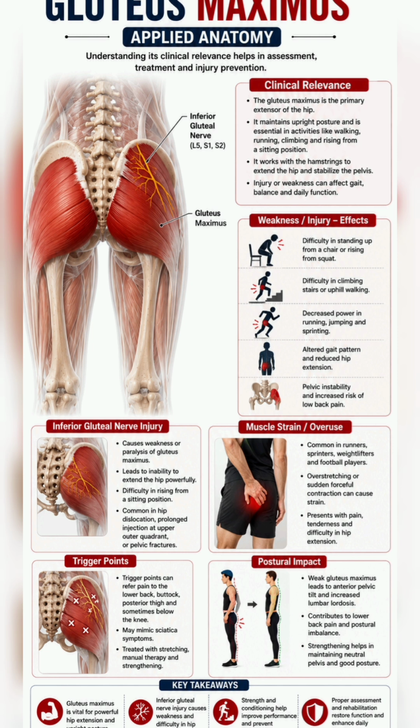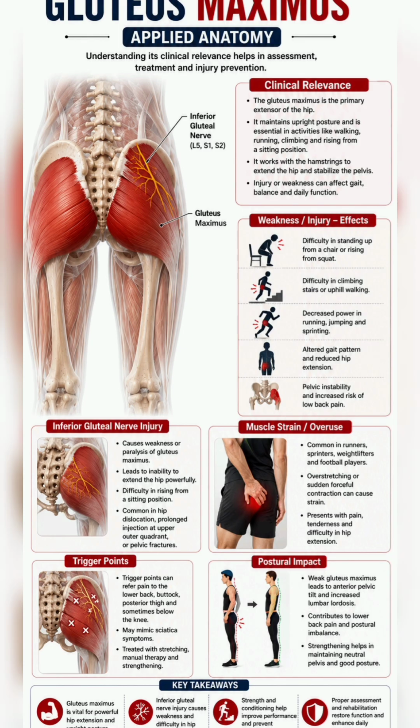So first is weakness or injury. Weakness of the gluteus maximus leads to difficulty in standing up from a chair or rising from a squat, difficulty in climbing stairs, decreased power of running, jumping and sprinting, and pelvic stabilization is also decreased, then increased low back pain.